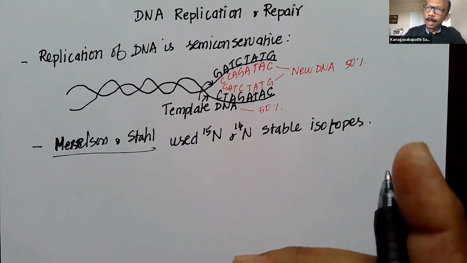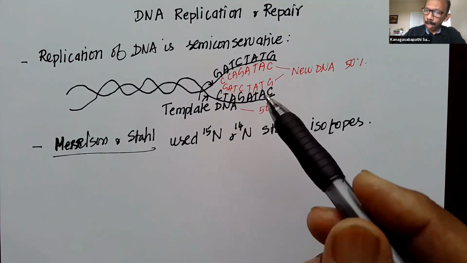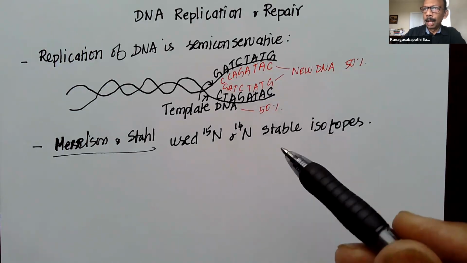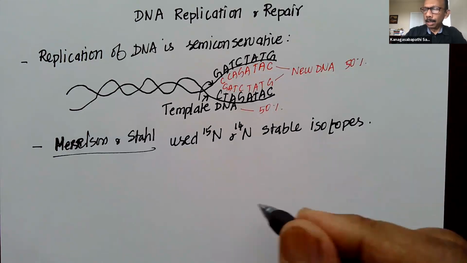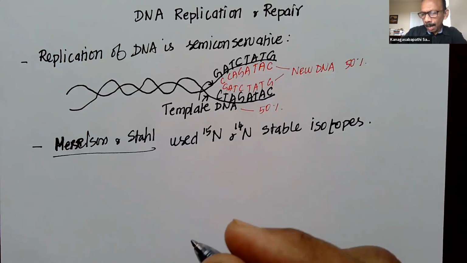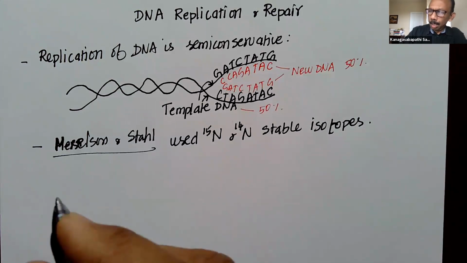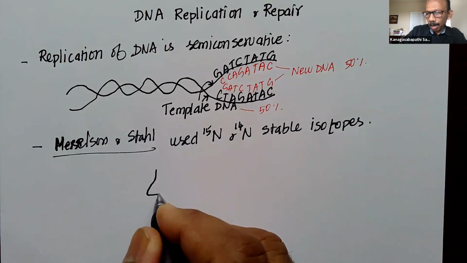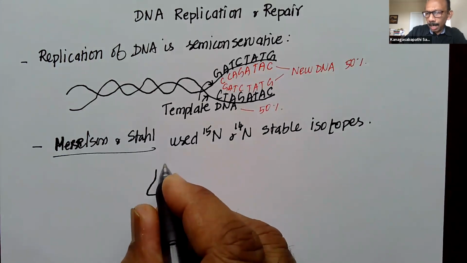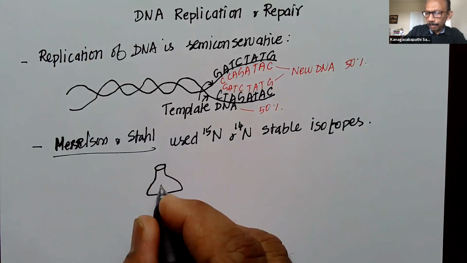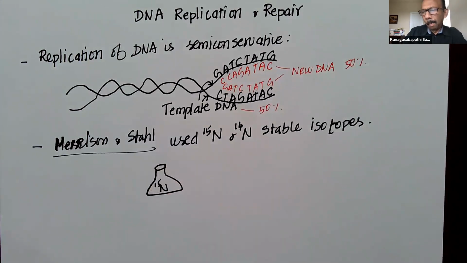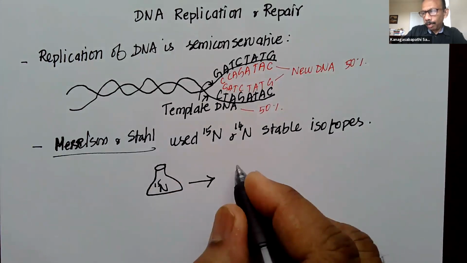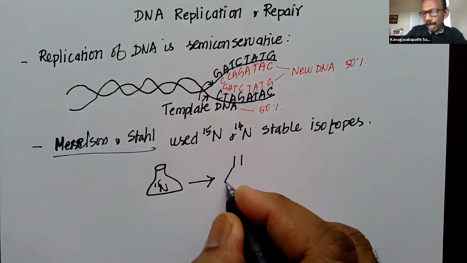So to differentiate which ones are going to be copied and which ones are going to be new DNA, you need to differentiate. So they grew the bacteria in a medium that contained N15, and then they transferred them to an N14 containing medium.